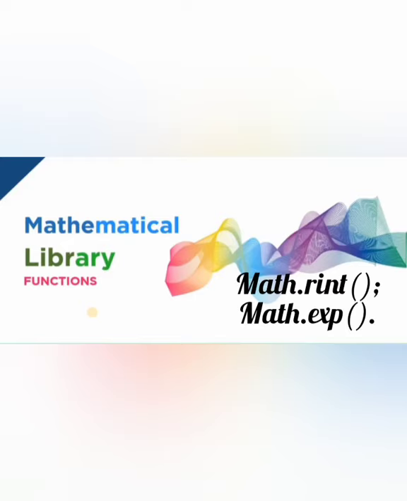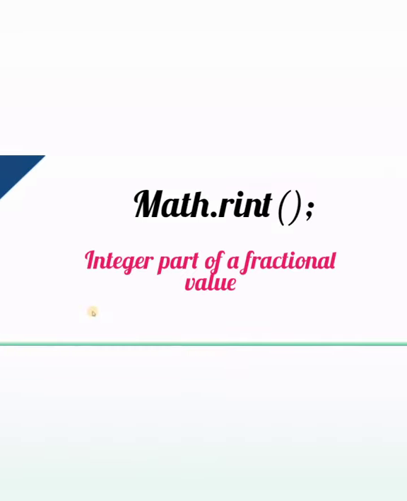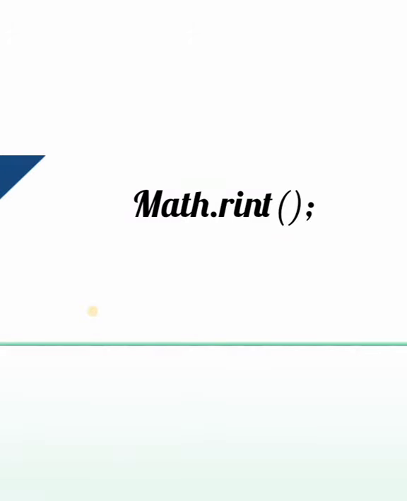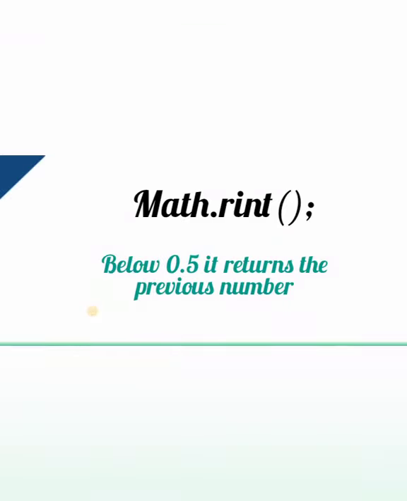Next functions are math.rint and math.exp. First one is the math.rint function. The rint function also returns the integer part of a fractional value. It always returns a double value. If the fractional part is 0.5, it will return the closest even number. Note this point. If the fractional part is below 0.5, it will return the previous number. If the fractional part is above 0.5, it will return the next number.